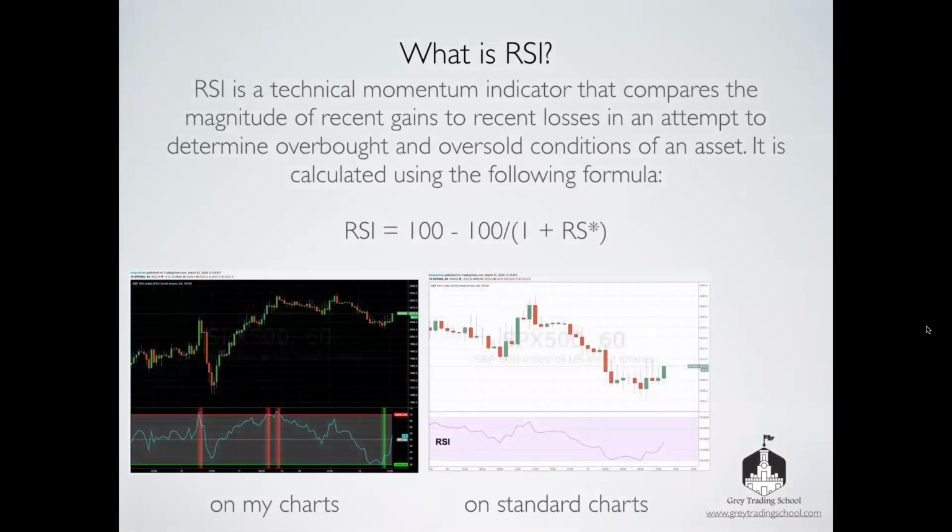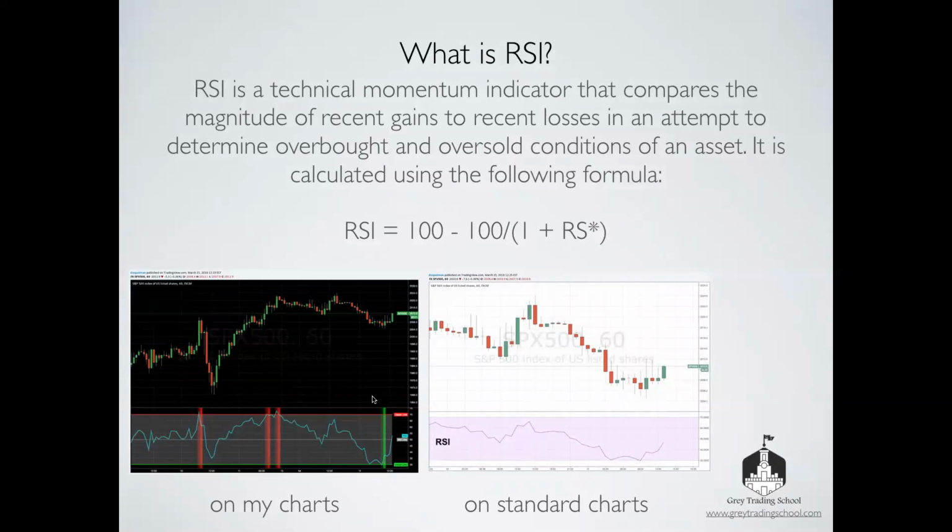What is the Relative Strength Index, or RSI? The Relative Strength Index, or RSI, is one of the principal momentum indicators used when analyzing charts. RSI is a technical momentum indicator that compares the magnitude of recent gains to recent losses in an attempt to determine overbought and oversold conditions of an asset. It's calculated by using the following formula noted on your screen. Please note, where you see RS, that equals the average of X days of up closes divided by the average of X days of down closes.